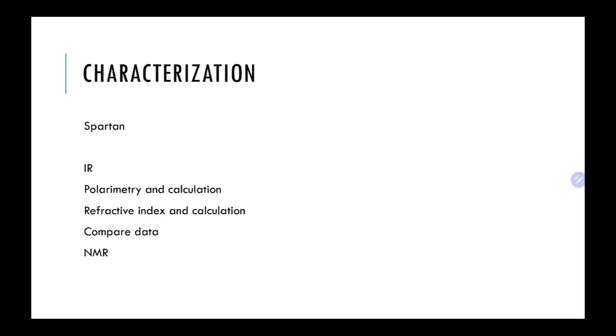So we are going to be characterizing with IR, and you're going to compare the IR to using Spartan to generate a tentative looking IR. It's not going to be exact. And then you're going to use polarimetry and do some calculations. And then you're going to do refractive index and do some calculations. You'll compare your GC mass spec and your NMR.